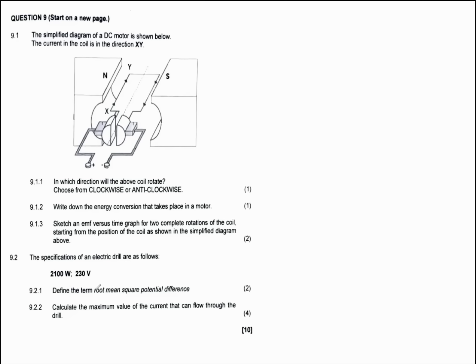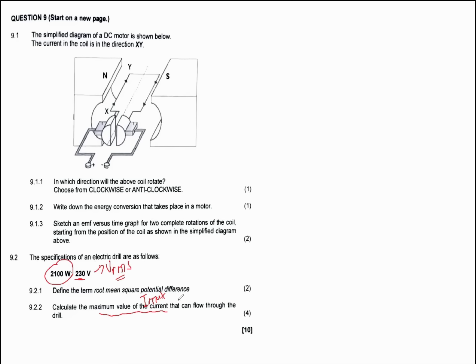Then 9.2.2 says calculate the maximum value of the current that can flow through the drill, right? Maximum value. So we are looking for what? The Imax. So what are we given here? 2100 watts and 230 volts. This is the VRMS. So if they give you specification for an electric device, always note that the voltage or the current that will be given there is always the root mean square, right?